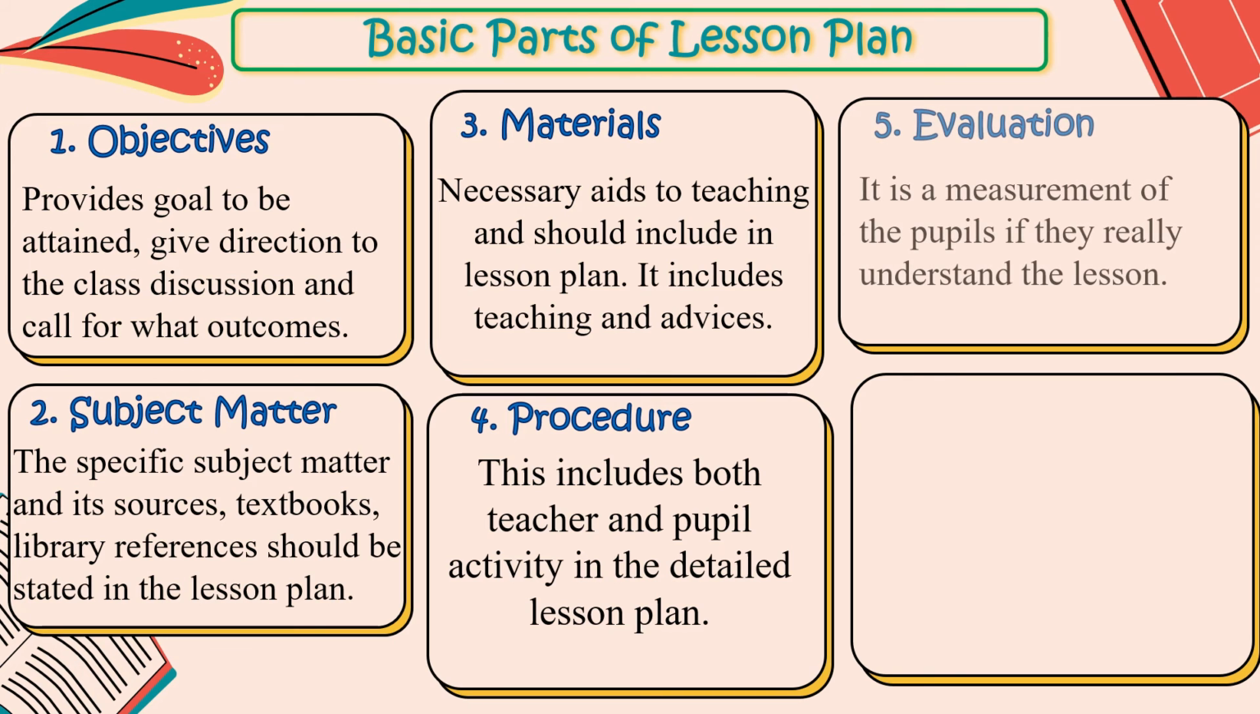So next is the evaluation. It is a measurement of the pupils if they really understand the lesson. So when making assessments or evaluation, it should be aligned with the learning objectives. It is a measurement if the students have met the learning objectives. So for example, if your lesson objective was about understanding a concept, then the students must complete an activity by explaining or giving examples using that concept.